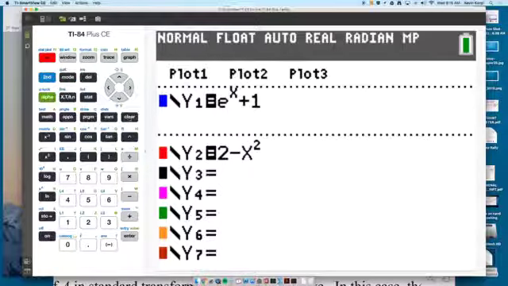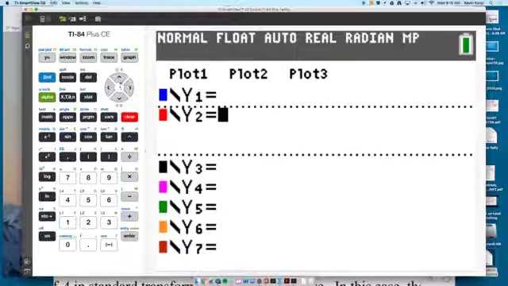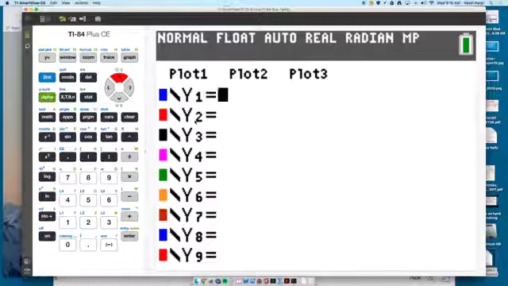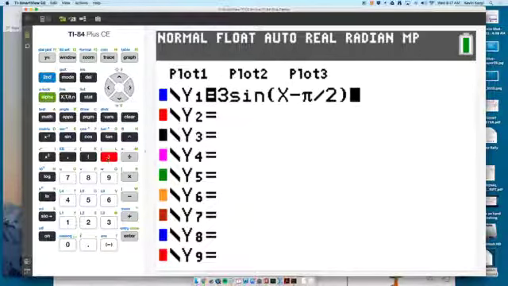So let's go ahead and just flush the toilet here, get a clean bowl. There we go. And we'll go ahead. That was gross, I know. All right, so now I'll type it in. 3 sine of x minus pi halves, pi divided by 2, and minus 2.